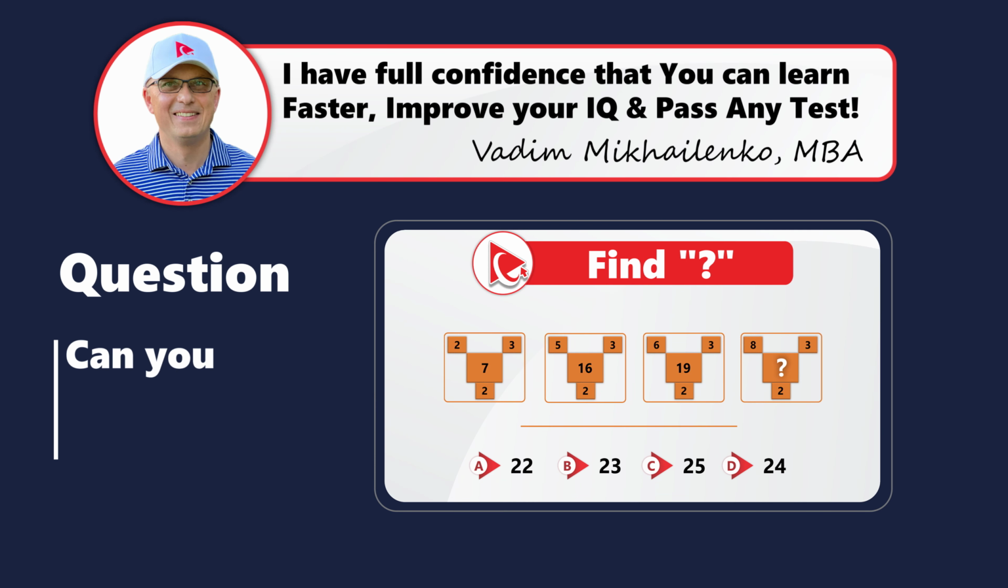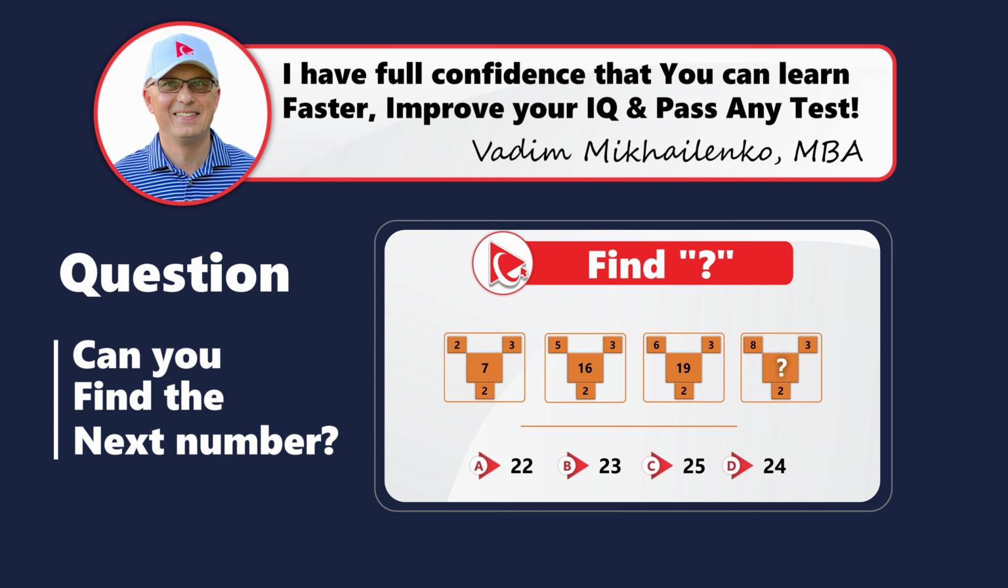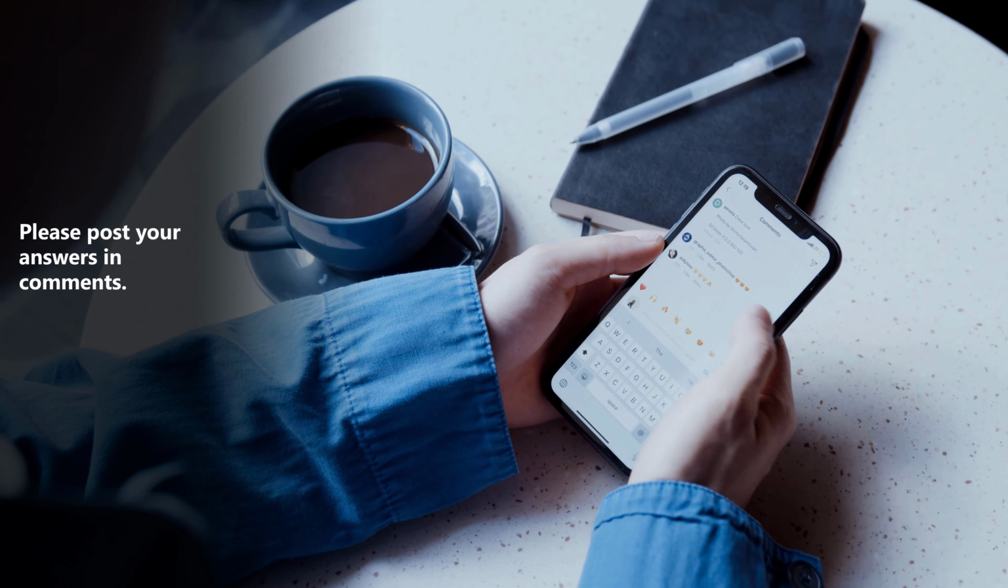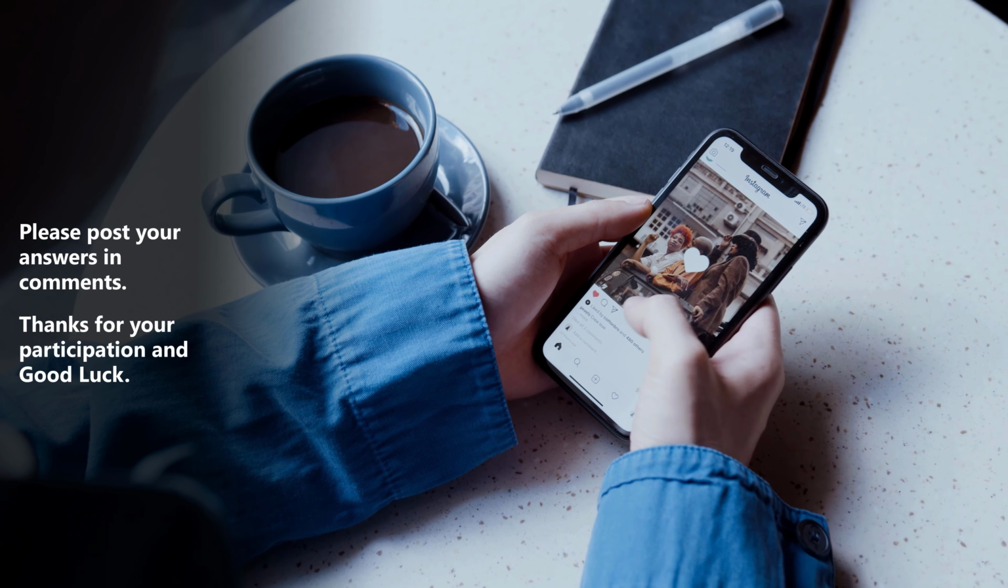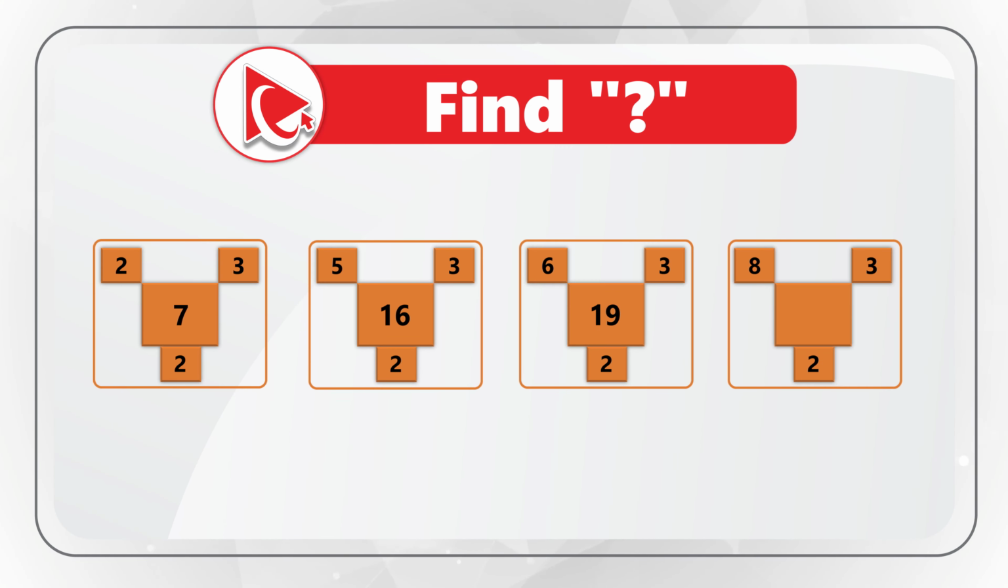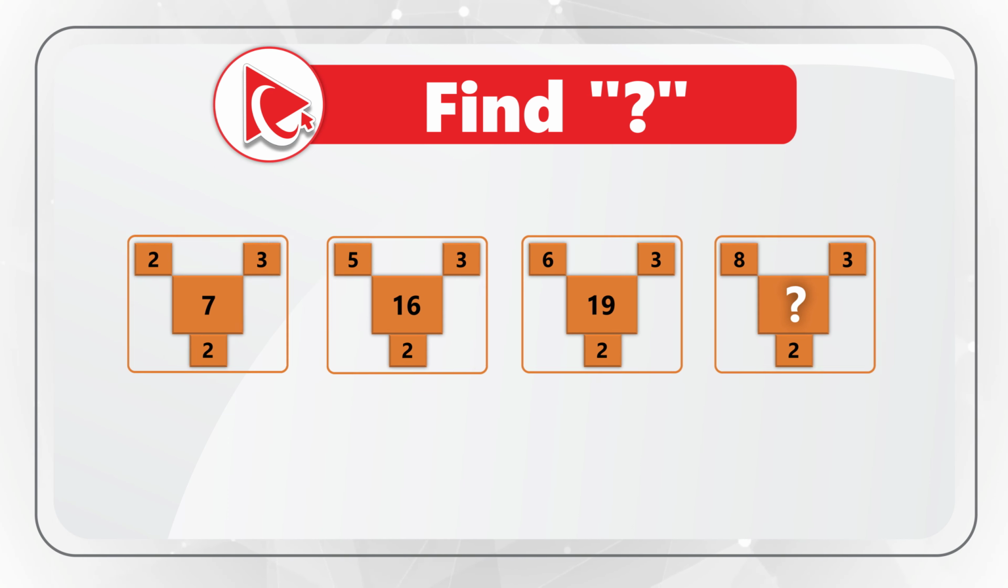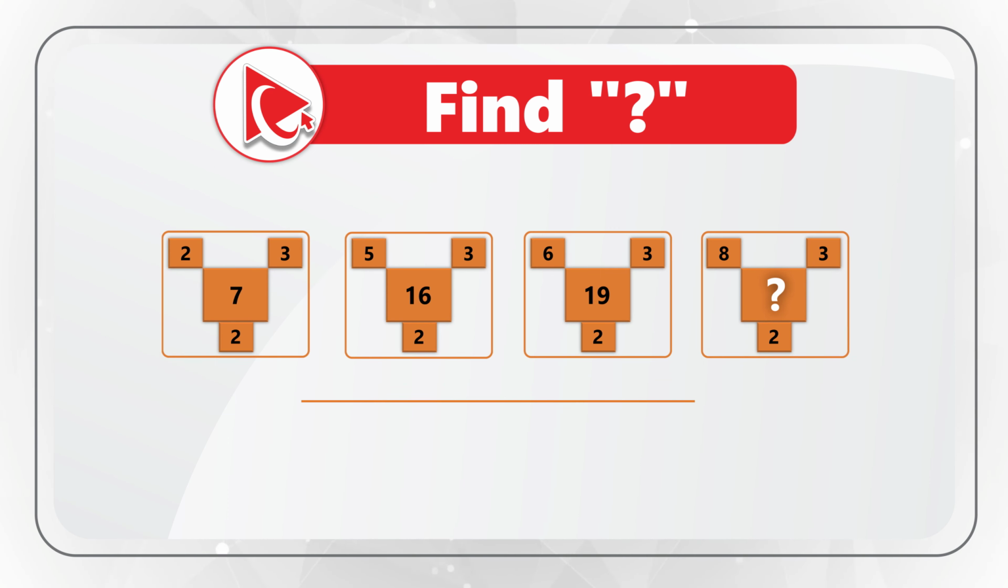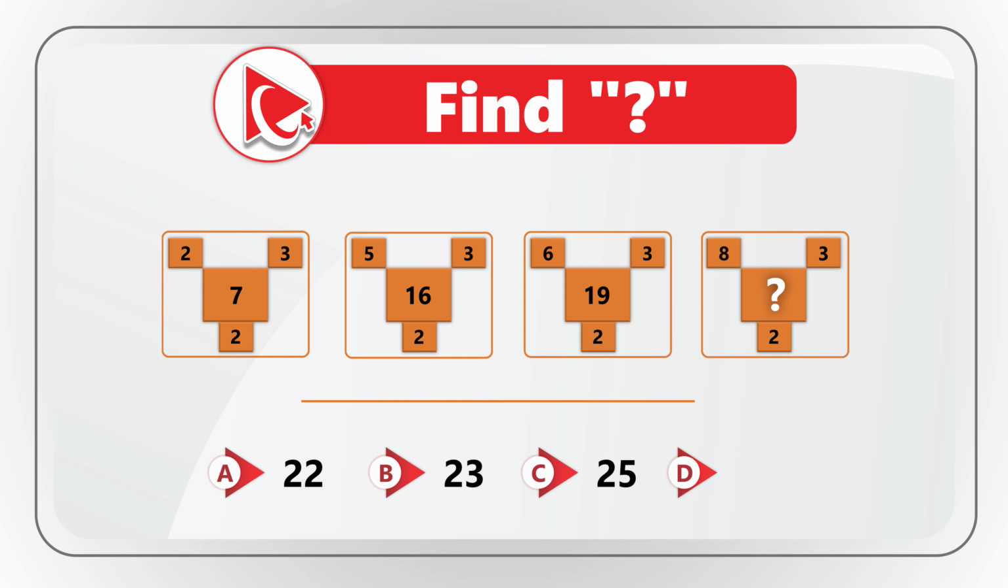And now here's a surprise question for you to try your skills. Instead of giving you the answer, I'm going to ask you to calculate the answer and post your solution in comments. You're presented with 4 shapes. 3 shapes are fully populated with numbers, and the 4th shape has the middle number missing. You need to detect the pattern and calculate the missing number out of 4 different choices. Choice A, 22. Choice B, 23. Choice C, 25. And then last but not least, choice D, 24.